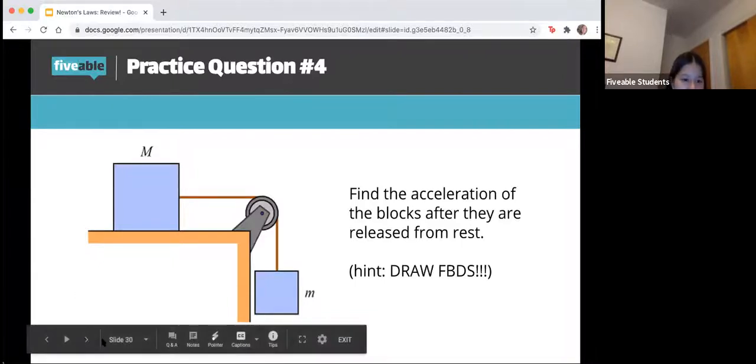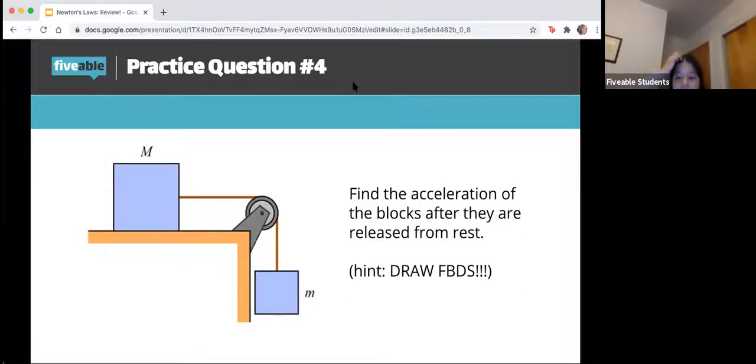Is this a practice problem? Oh, it is. Okay. Find the acceleration of the blocks after they are released. All right, so before you do anything, draw a free body diagram. I think that's the takeaway for today. Always draw free body diagrams, no matter what.